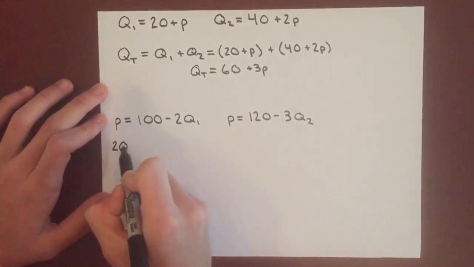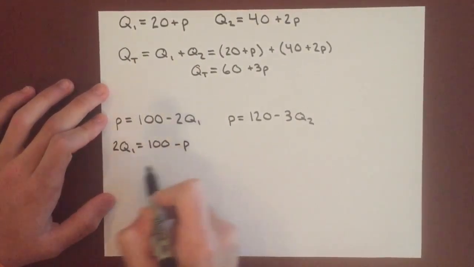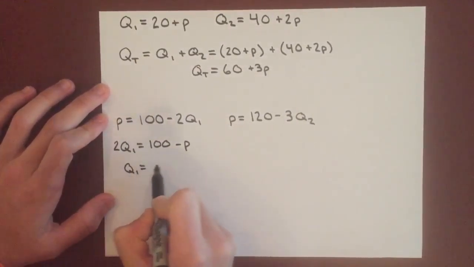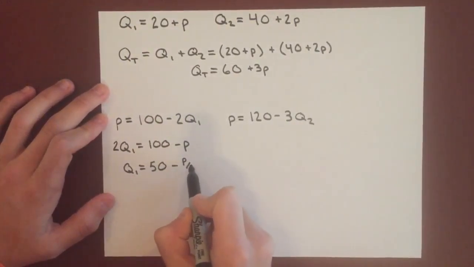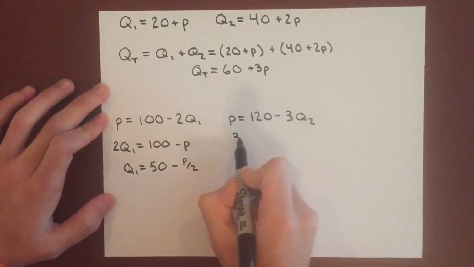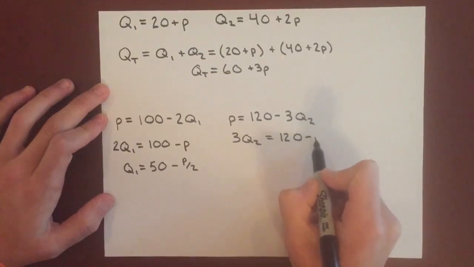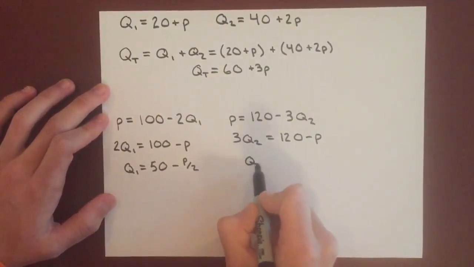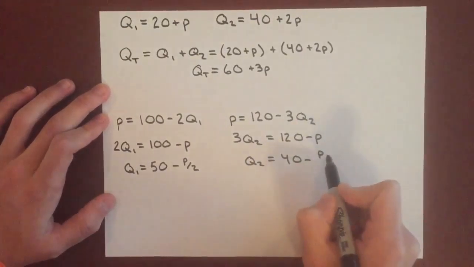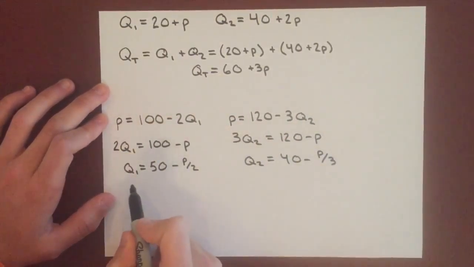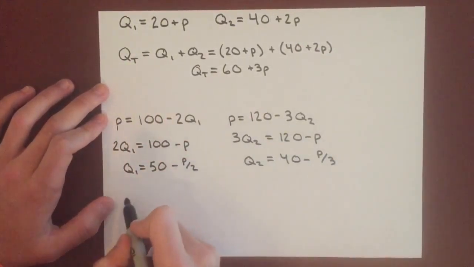Bring the 2Q1 to the other side. It's 100 minus P. So Q1 equals 50 minus P over 2 when you divide by 2. And then we can do the same thing on this side. And Q2 equals 40 minus P over 3. So now we have our two demand curves, each solved for Q1 and Q2. This is exactly what we want.